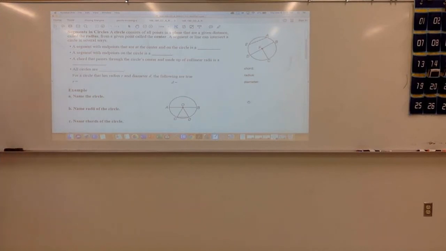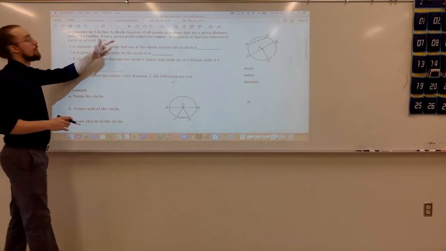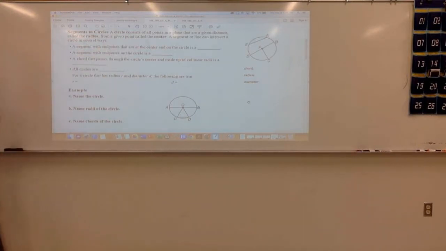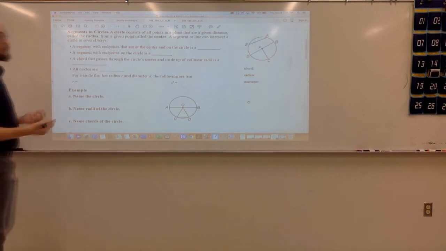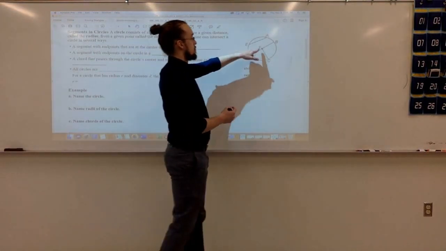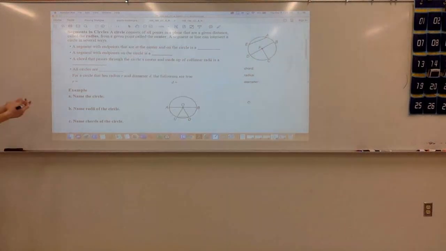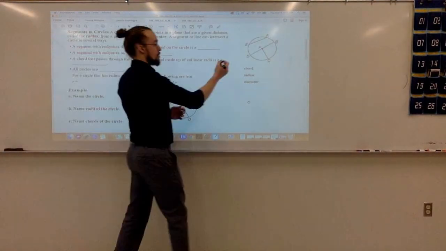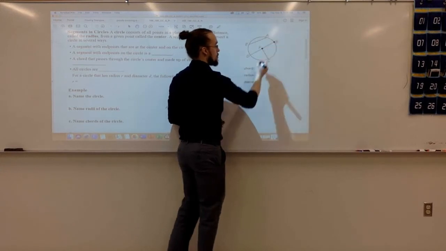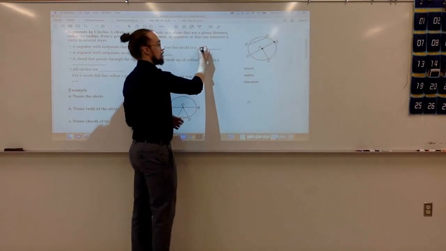So on the front here, just a little bit of vocab. The definition of a circle is all points in a plane the same distance from a given point. That distance is called the radius, and the middle of the circle is the center. A segment with endpoints at the center and on the circle is a radius.